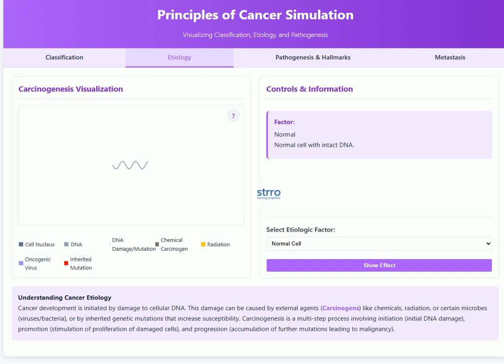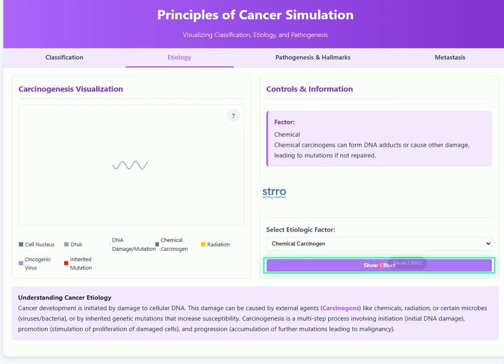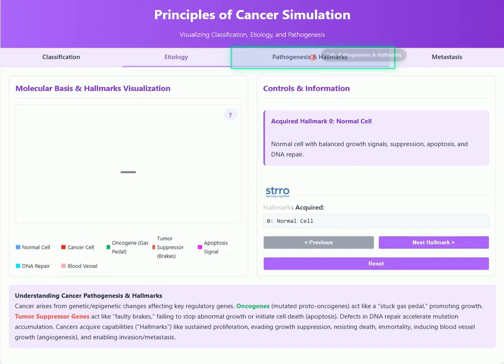Cancer begins when carcinogens or mutations damage DNA, starting with initiation where DNA is harmed, followed by uncontrolled growth during promotion and malignant evolution in progression.